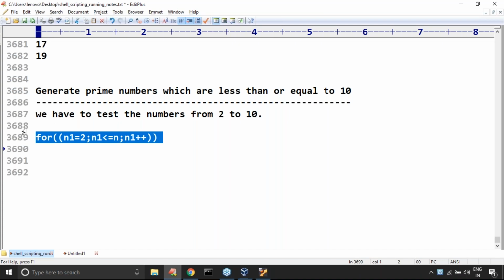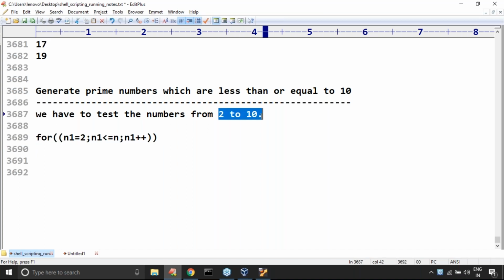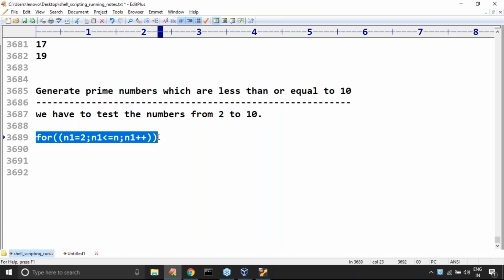Any doubt about this loop? All the people, any doubt about this one? So now I have to test numbers from 2 to 10. Okay, so a for loop is required. Forget about the syntax.